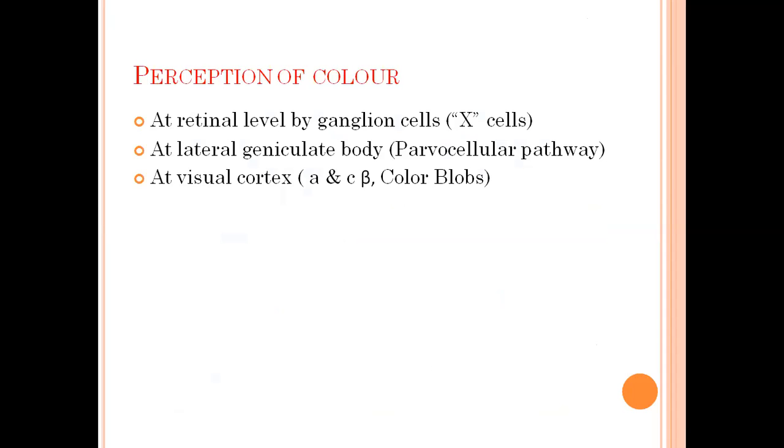Now the perception of a particular color, whether it is red, blue, or white, takes place at 3 points. One is the ganglion cell layer, which is a component of the retinal layers. Next is the lateral geniculate body via the parvocellular pathway. Then at last the visual cortex, area number 17, 18, with the help of layers A and C beta and the color blobs. So at these 3 points, you can perceive the color and give the name of that particular color: red, blue, or white.